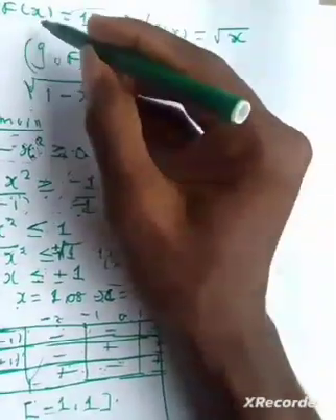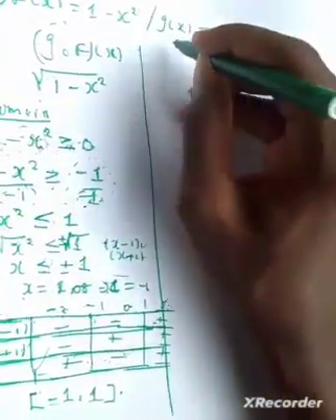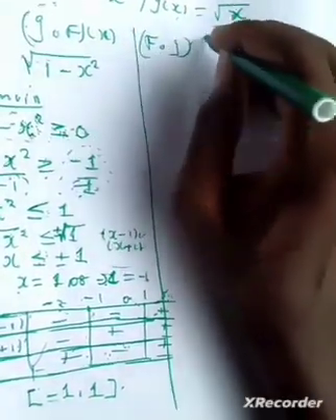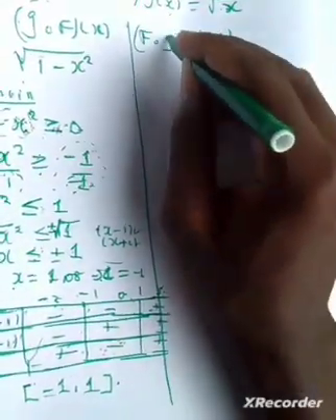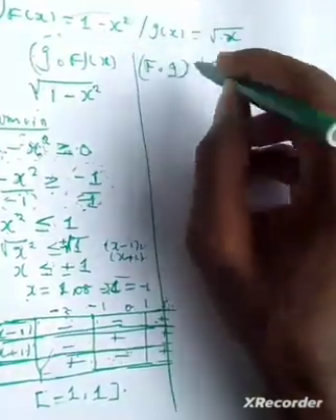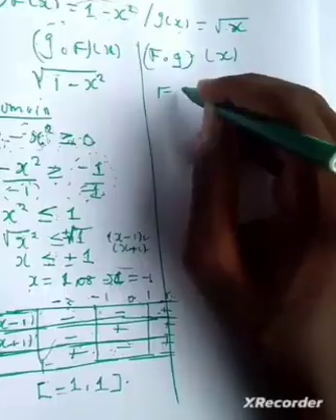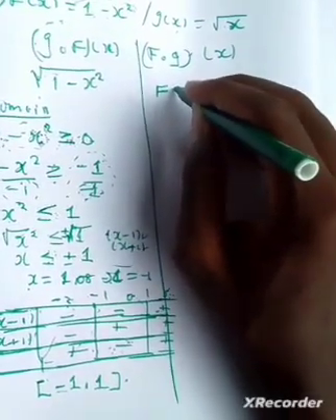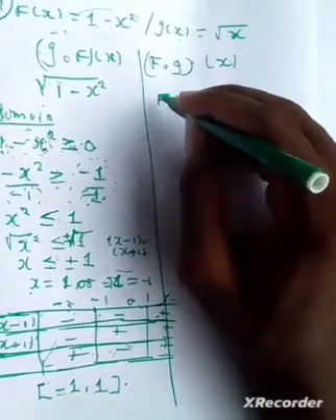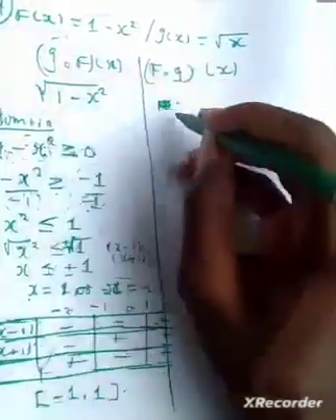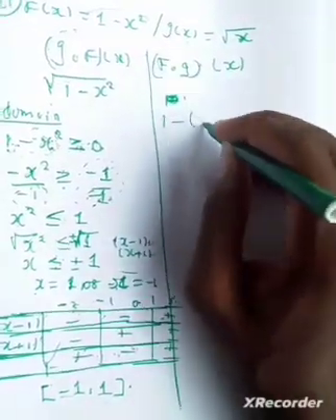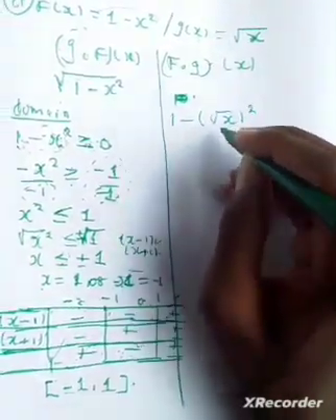So far I've only found g of f. Now let me find f of g. So I'll get the function f, where this x, I'll put this. Okay, look, we get the function f, so I'll say 1 minus, then where this x, I'll put the whole function g. Then we raise to the power of 2.